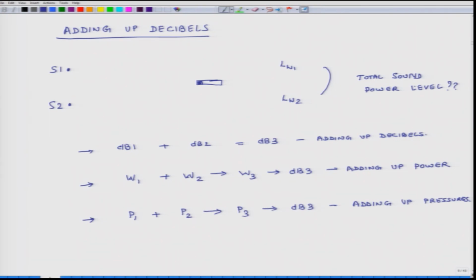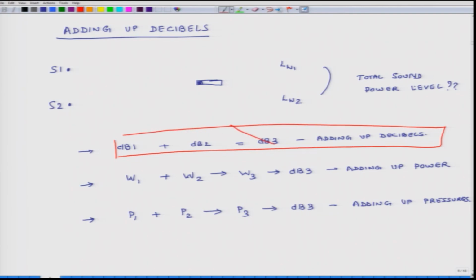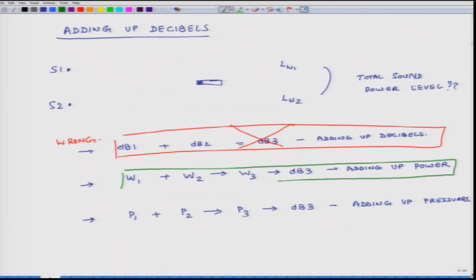Now, which one is right? Well, one thing I can say for certain is that this approach is certainly wrong. So, we never add up decibels. This approach works for uncorrelated sources, and we will explain that.